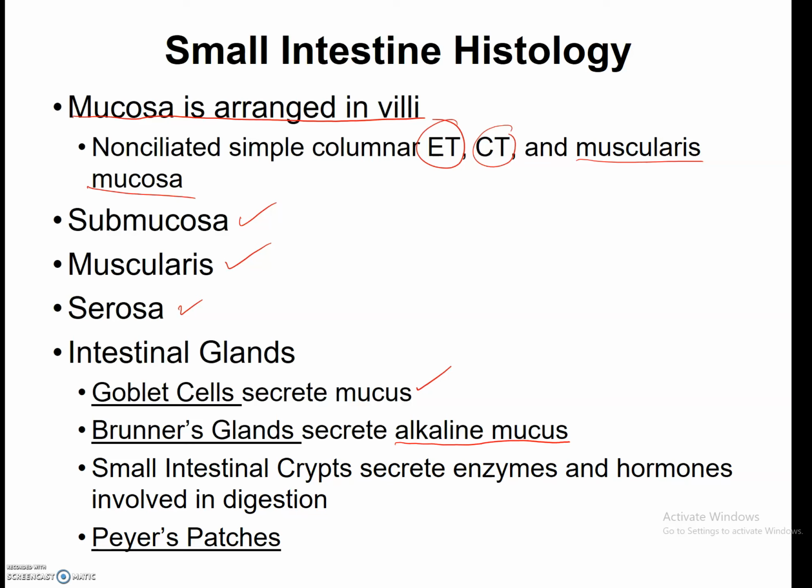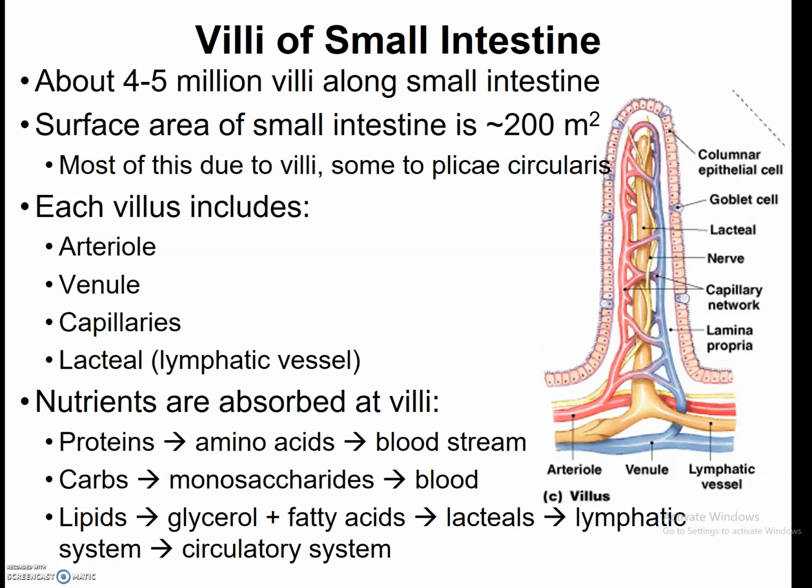The intestinal crypts also make enzymes. This is where lactase and sucrase, other enzymes are made. There are hormones that are involved in digestion. These are also the hormones, the satiety hormones are made here. And then Peyer's patches that I was just mentioning in the last slide.